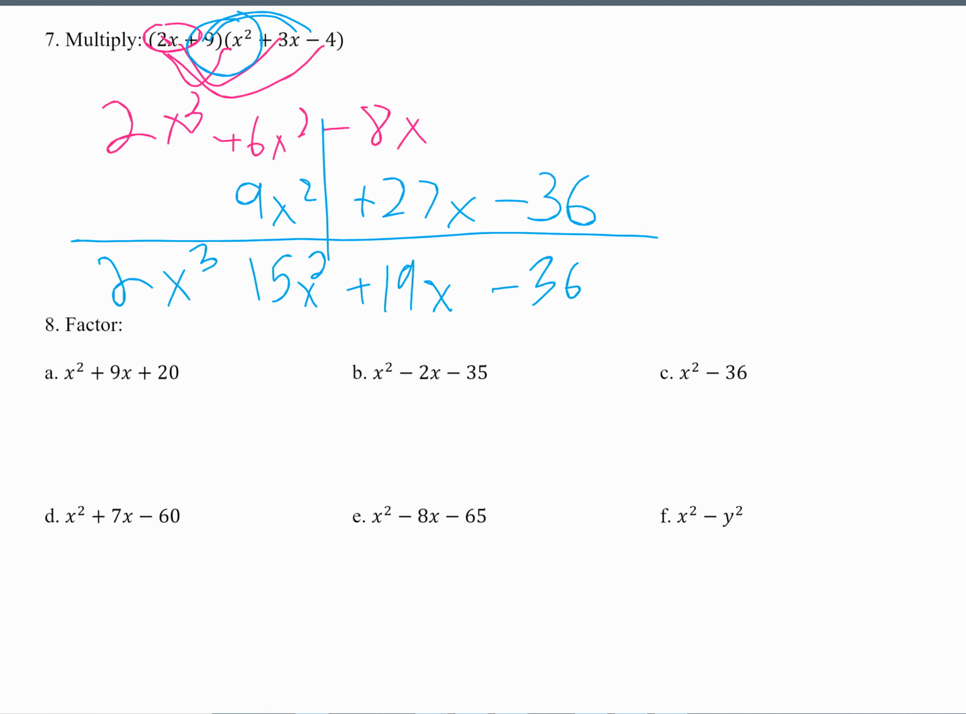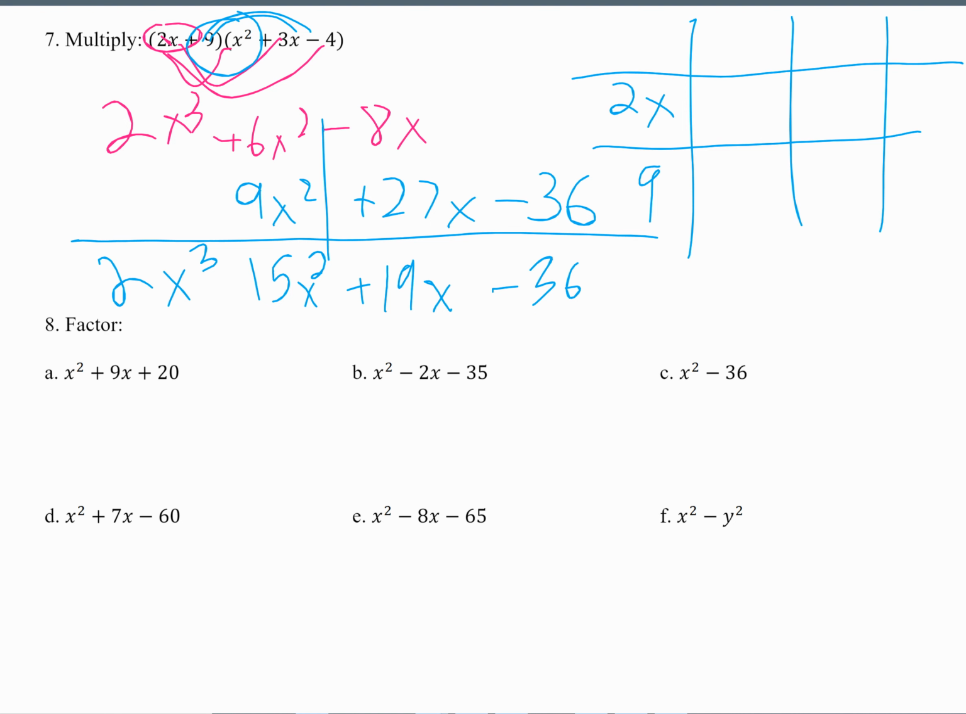Now you could also do it by 2x. You split 2x plus 9, the smaller number of terms there, and you just kind of use the box method, right? You get x squared plus 3x minus 4. So you can do it that way if you want. Factoring, you hopefully are really good with. These all kind of get split, and they all have x's to start with. Okay.